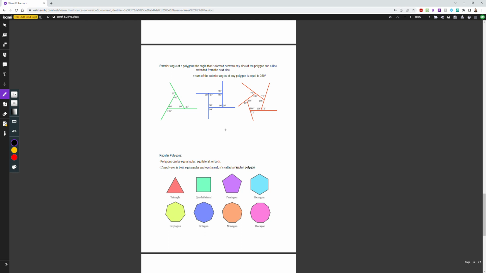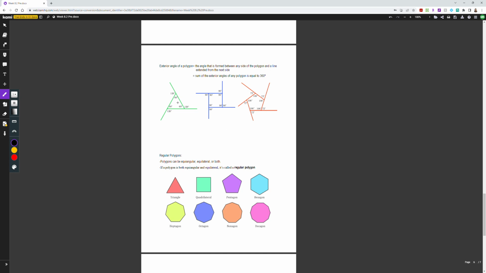All right, so let's say you have a million-sided polygon, right? And the question is, what is the total exterior angle of a million-sided polygon? Straight away your answer will be 360, because the total exterior angle would be 360 degrees.